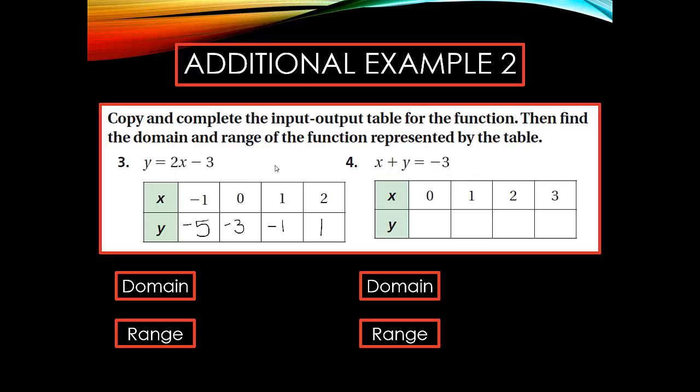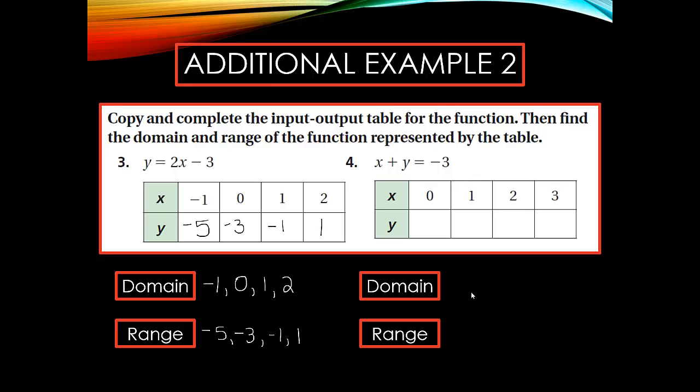Now our domain is the x values. So we have negative 1, 0, 1, and 2. And the range would be our y values. So negative 5, negative 3, negative 1, and 1.